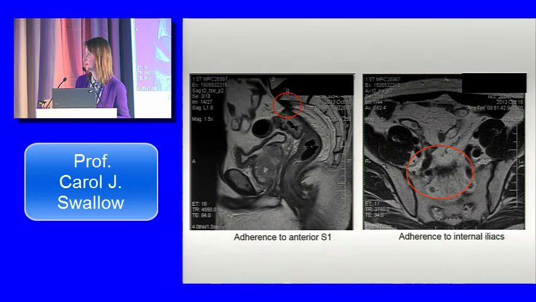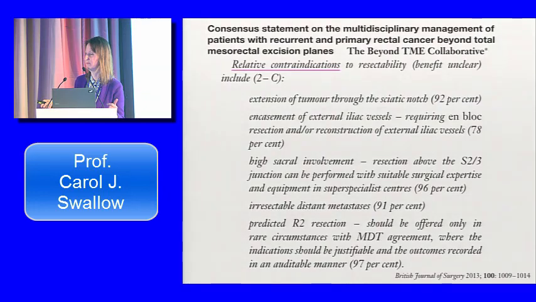So an example, this doesn't look too bad, just involving the anterior table of the sacrum here on sagittal, but when you see it in an axial plane and see the vascular involvement, that adds another level of difficulty that's probably going to make an R0 resection unlikely. The Beyond TME Collaborative, which I was involved in, has issued relative contraindications with the agreement level that you see listed here. And these are basically the same as what I've showed you as our approach in Toronto.